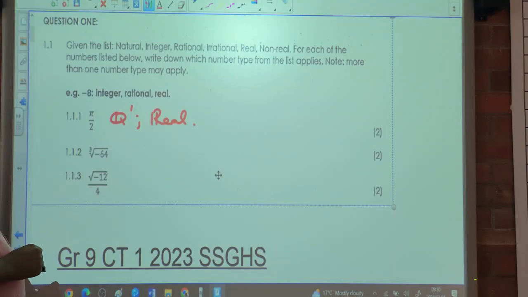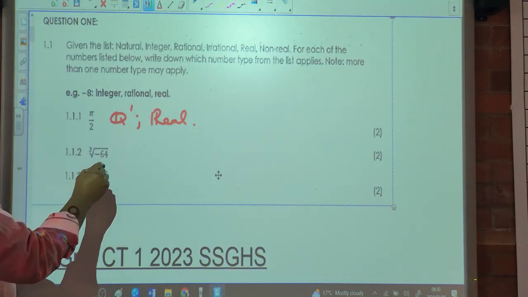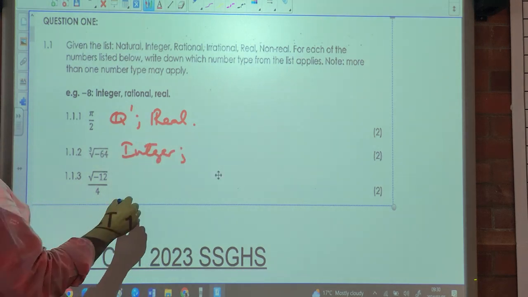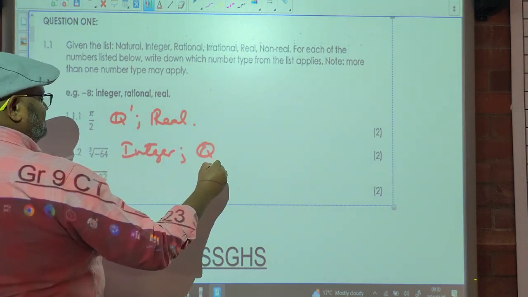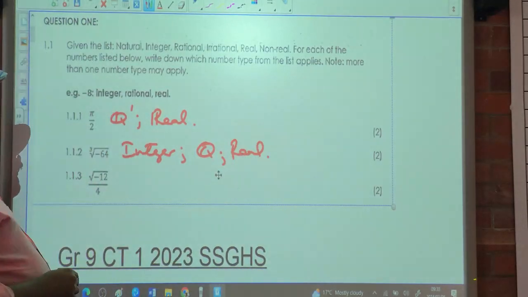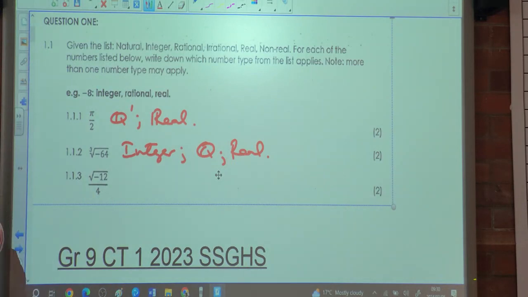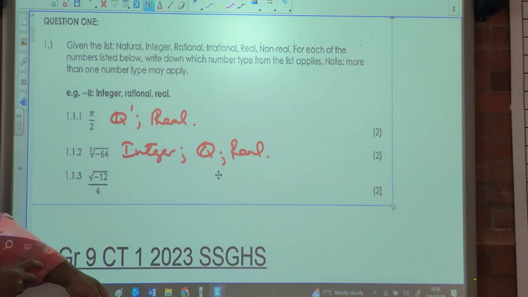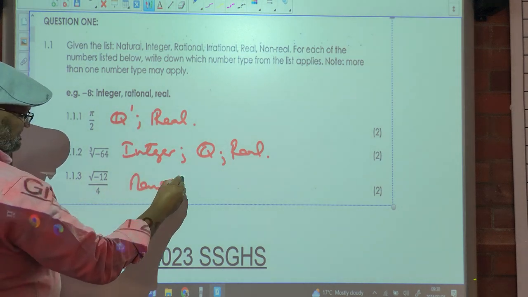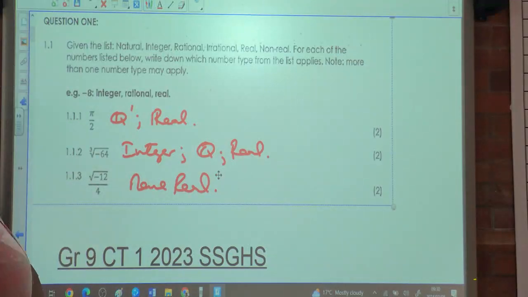The cube root of negative 64 is negative 4. So this is an integer. It's rational because it can be written as a fraction, and it's real. Now the square root of negative 12, the even root of any negative number is non-real. So this will simply be non-real. See any confusion here? No?